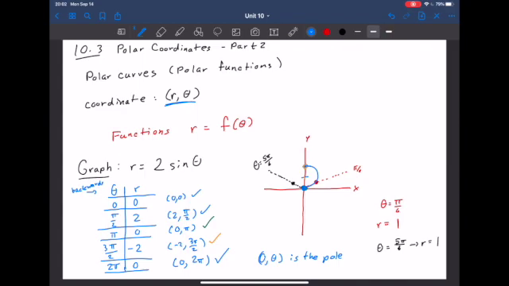Pi over 2, and then we're going to go 2 pi over 3, 3 pi over 4, 5 pi over 6, back to the origin. And so what we have here is a circle, or at least it looks a little bit like a circle. How can we find out?